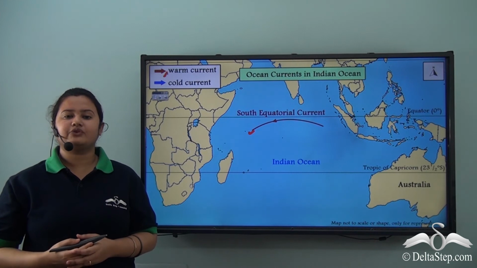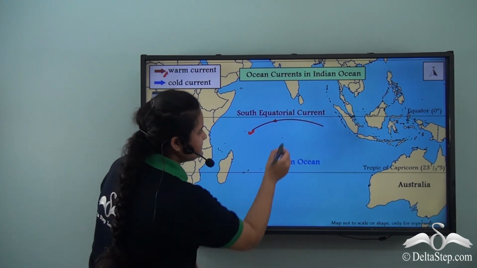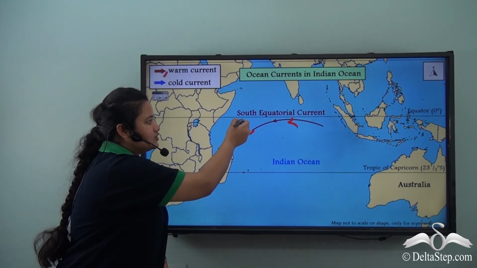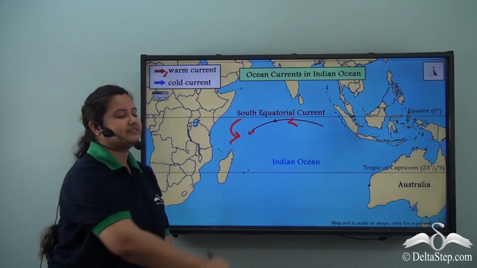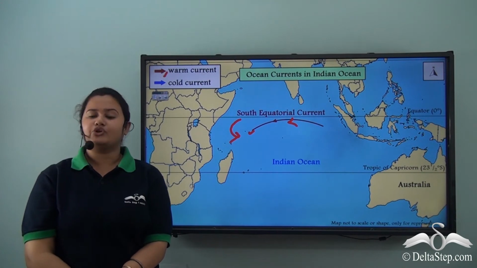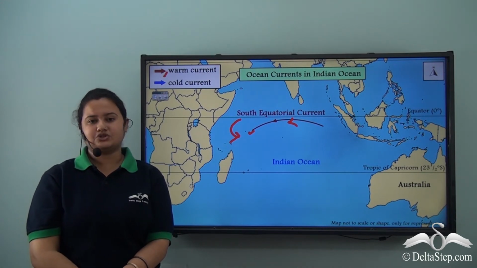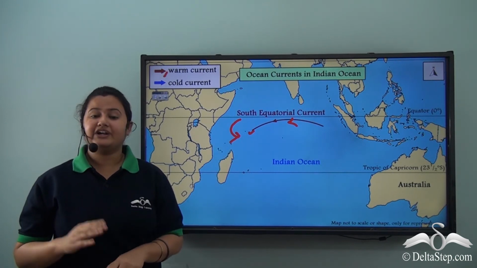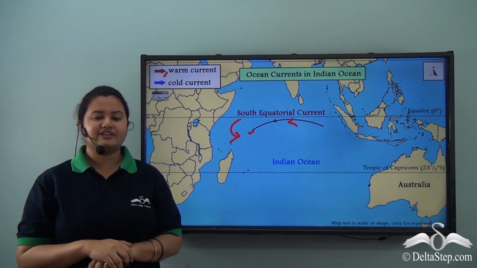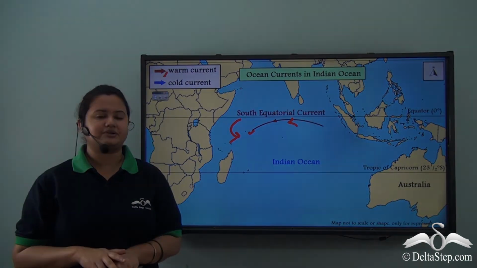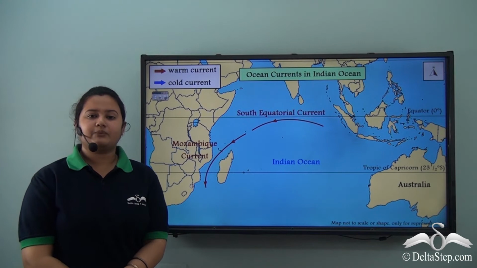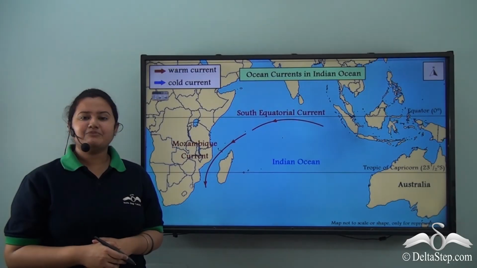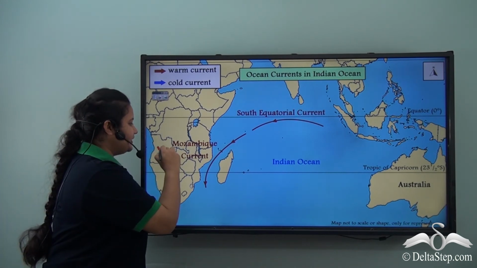Now, the south equatorial current travels from east to west, and after that it deflects to the left. This happens due to the Coriolis effect caused by Earth's rotation. The Coriolis effect causes the south equatorial current to deflect to the left. Now we will see what happens after deflection. After deflection, the south equatorial current gives birth to another warm current. The name of this current is the Mozambique current.